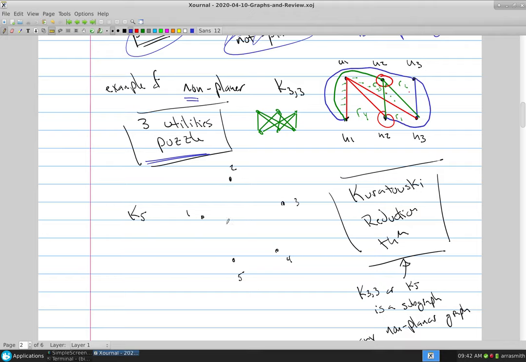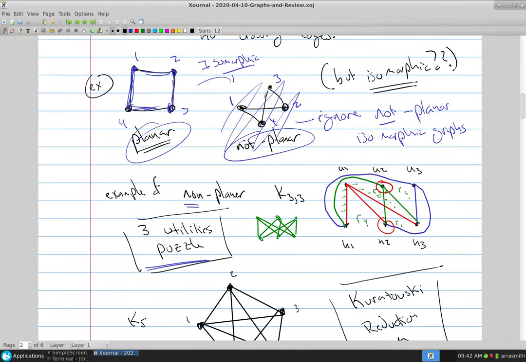K5 is also non-planar, that no matter what you do, you can't take an isomorphism where 1 connects to everybody, 2 connects to everybody, 3 connects to everybody, 4 connects to everybody. No matter what, if I would try to take this graph and take an isomorphism and morph it and change it, you're guaranteed a short circuit, no matter how much you try to move these things around. Unlike this problem, where if I started with this, I could move it around until it looked like this, which is planar.